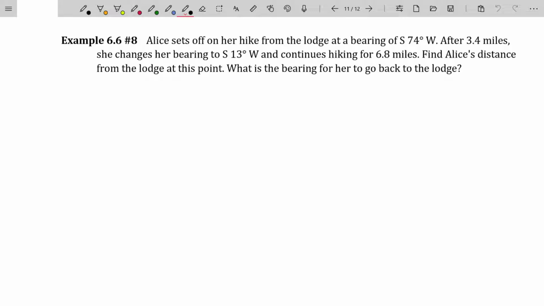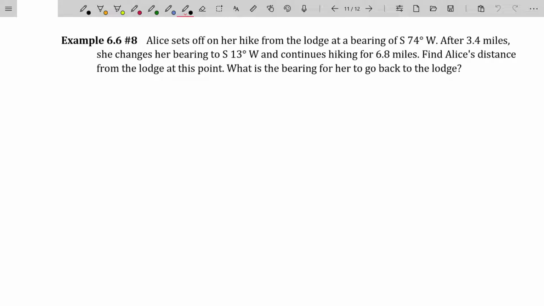So Alice sets off on her hike from the lodge at a bearing of south by 74 degrees west. After 3.4 miles, she changes her bearing to south by 13 degrees west and continues hiking for 6.8 miles. Find Alice's distance from the lodge at this point, and what is the bearing for her to go back to the lodge? So I've read the problem. I now need to draw this problem out. And this is critical that you pay close attention to what I'm about to say.